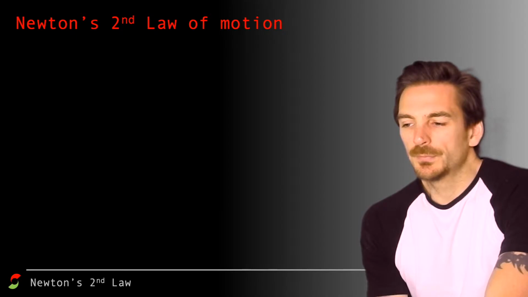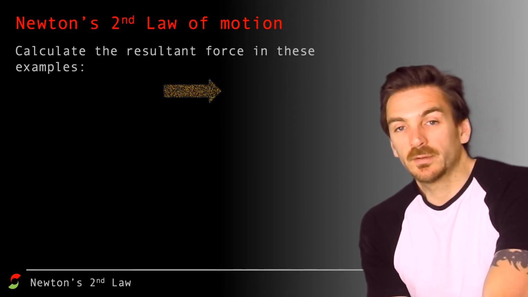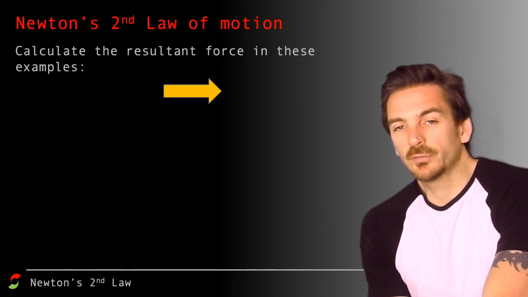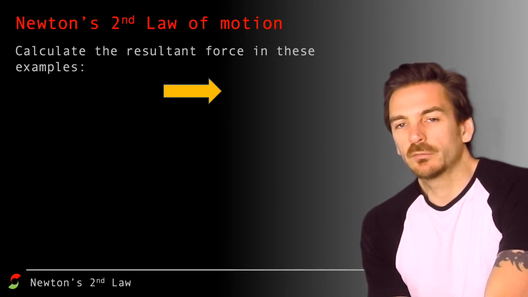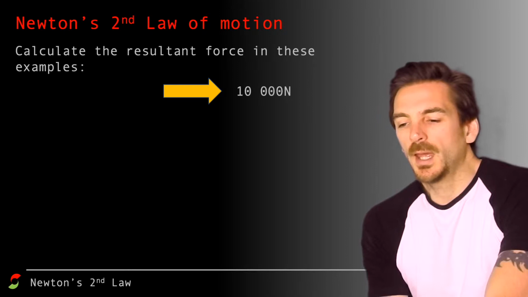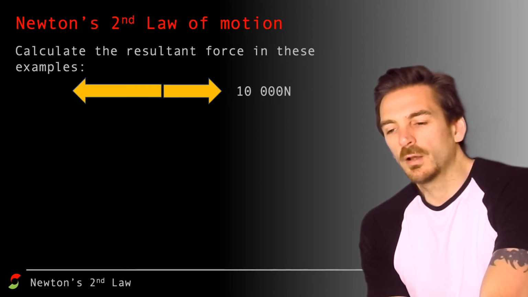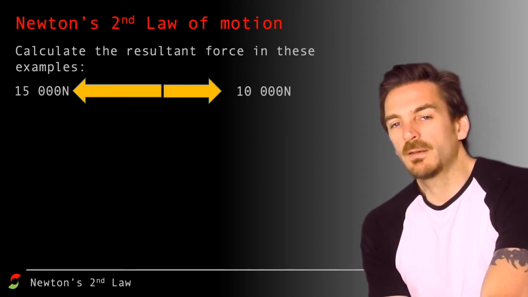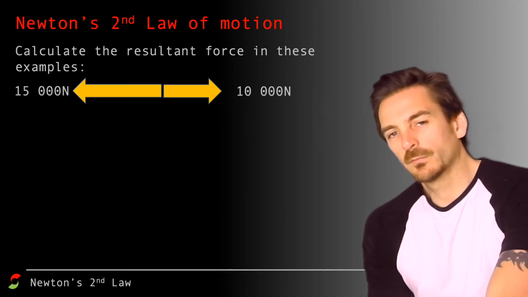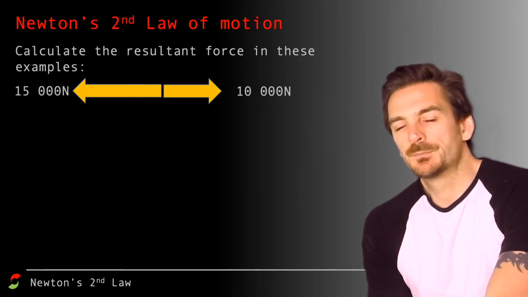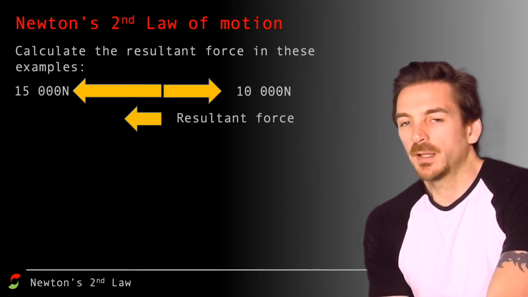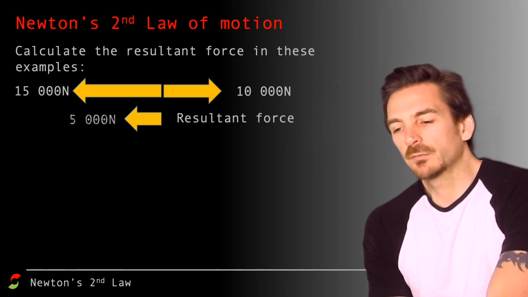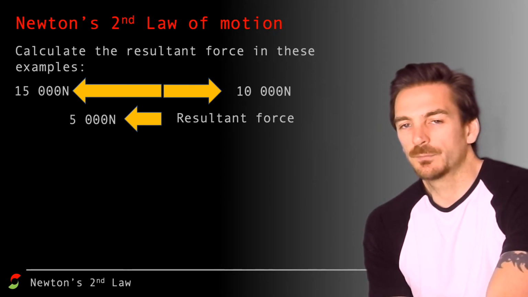So let's have a look at calculating some resultant forces just to get you warmed up. Here we've got a force of 10,000 newtons acting to the right, and here we've got a force of 15,000 newtons acting to the left. What's the resultant force acting on the object? Well, the resultant force is clearly going to be acting to the left, and it's the difference between the two, and it's 5,000 newtons, so it's 5,000 newtons to the left.